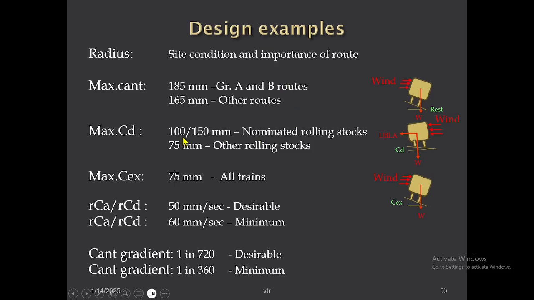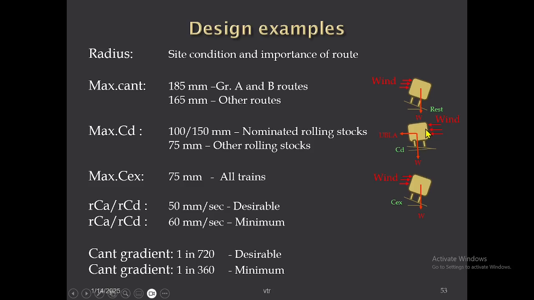Coming to cant deficiency, 100 mm and 150 mm are for nominated rolling stocks, which are certified by the RDSO. Certain rolling stocks have been certified for 100 mm cant deficiency and 150 mm cant deficiency, and for other rolling stocks it is 75 mm. The maximum is limited to 150 mm, based again on safety and comfort.